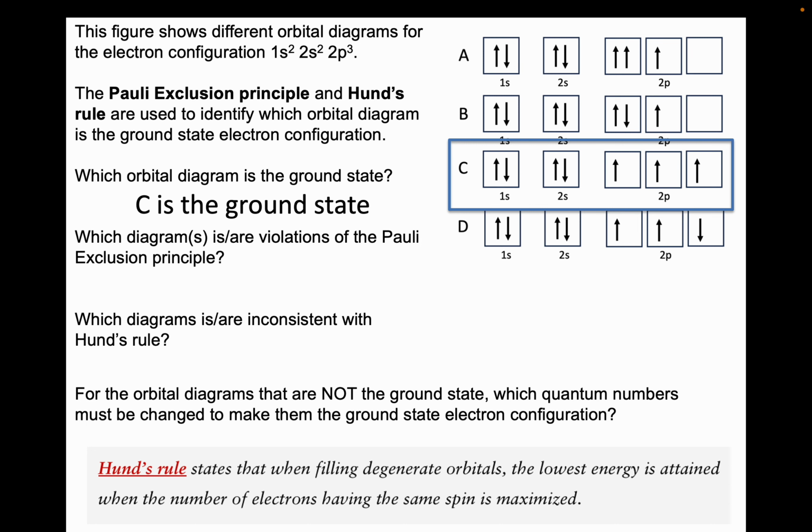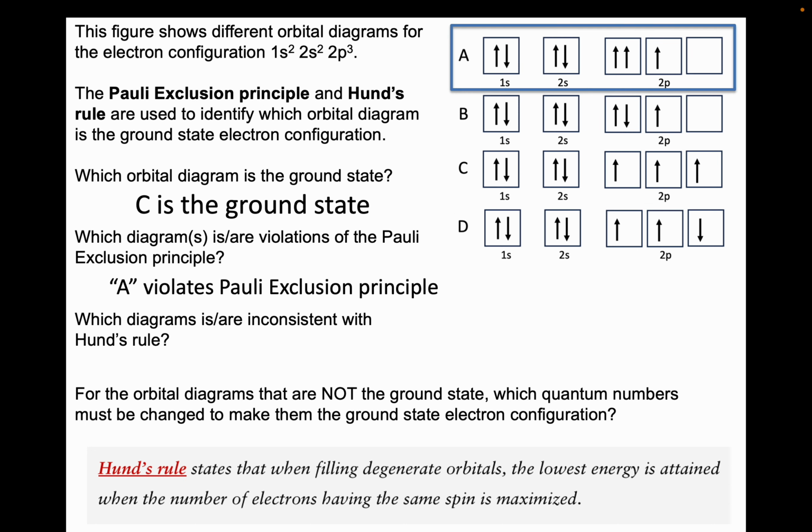Let's now go through them. Which orbital diagram is the ground state? C is the ground state. In order to determine why C is the ground state and not the other ones, let's see what's incorrect with the other ones. Choice A is inconsistent with the Pauli exclusion principle.